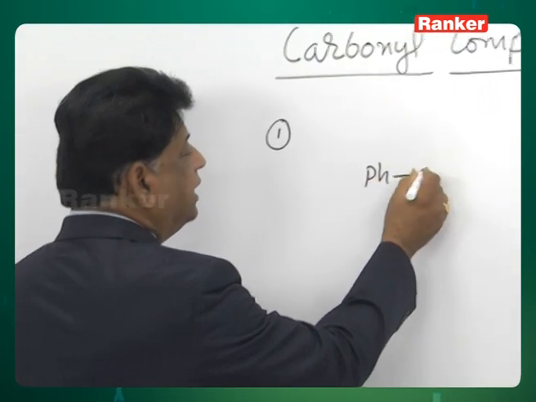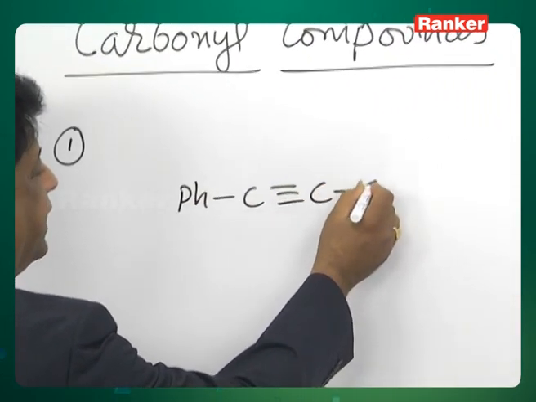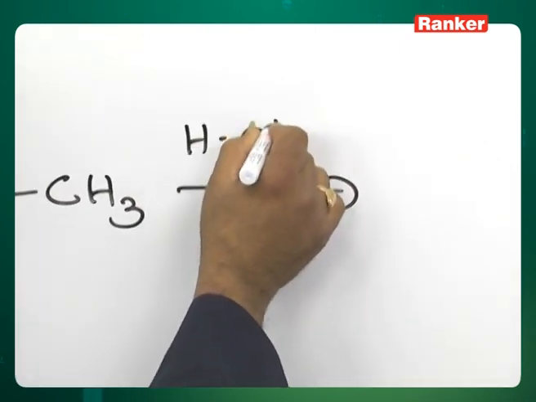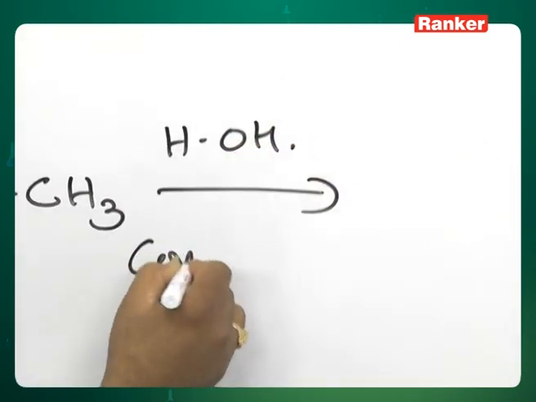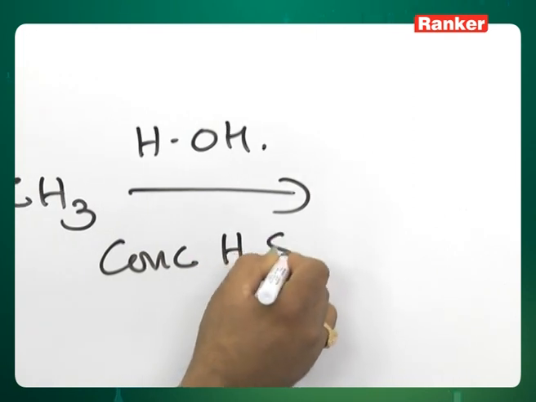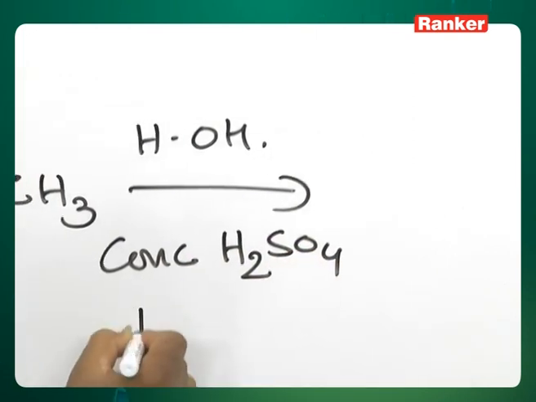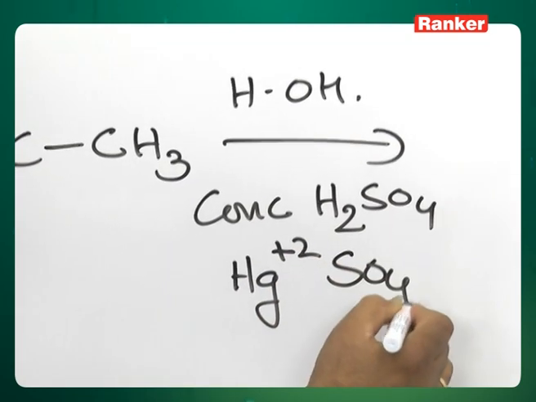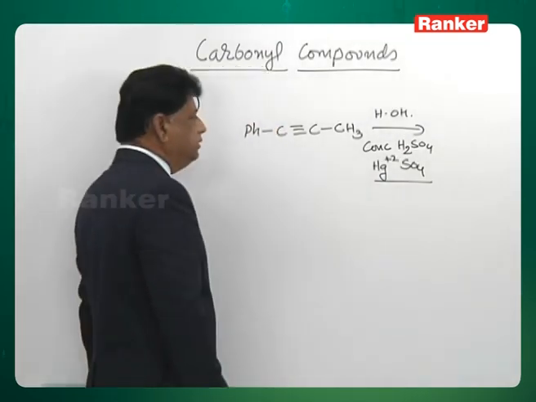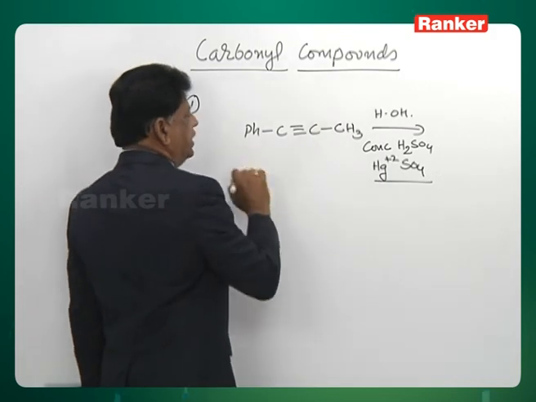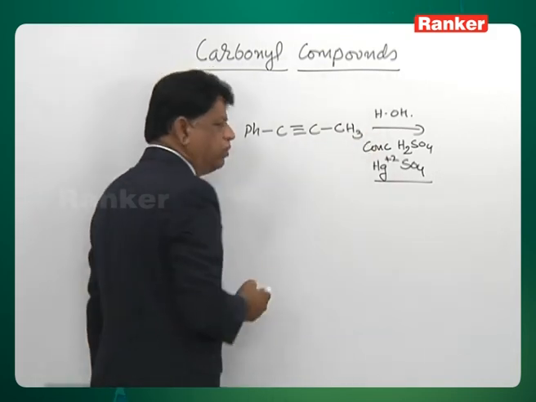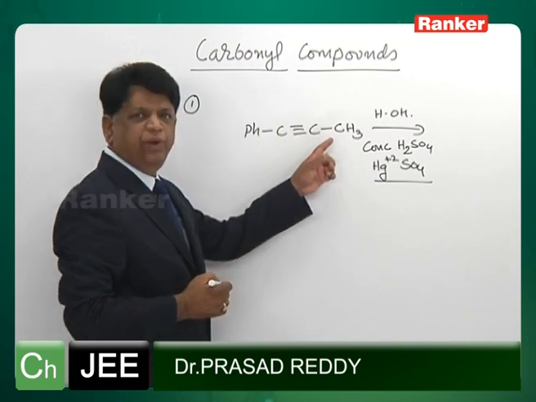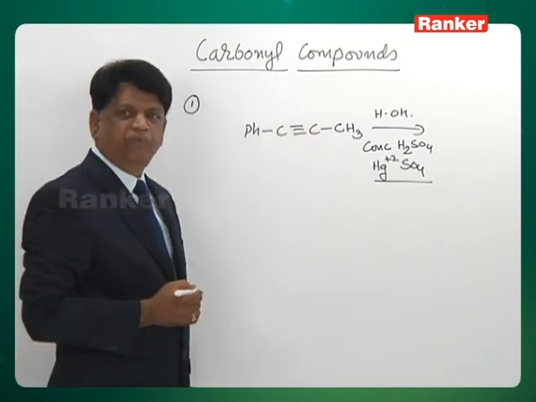The phenyl with a triple bond CH3 is treated with the reagent HOH, catalyzed by concentrated H2SO4, and second, catalyzed by the mercuric salts, any salt or sulfate you can take specifically. The reaction is addition of HOH. It should follow the Markovnikov rule, but on both sides the number of hydrogens is 0 and 0, that is equal. So, the rule fails here.